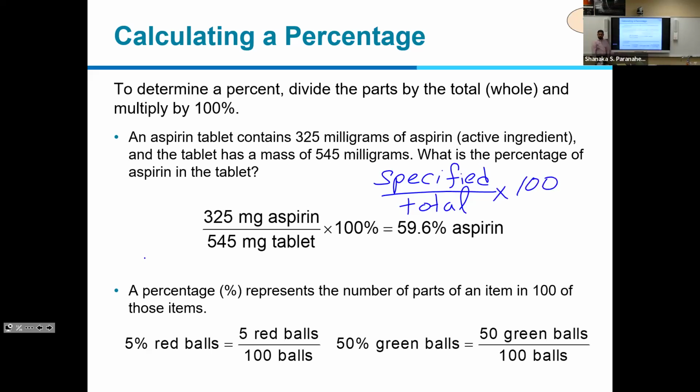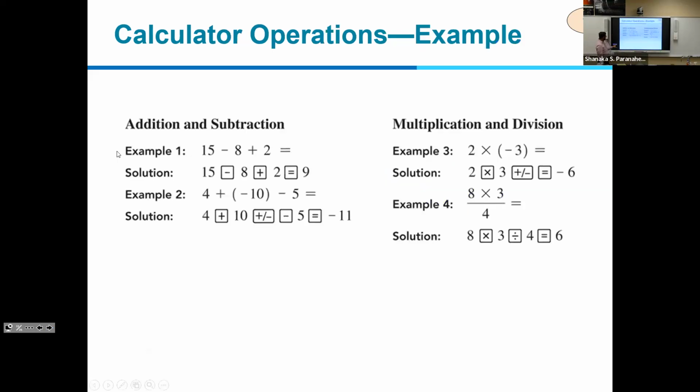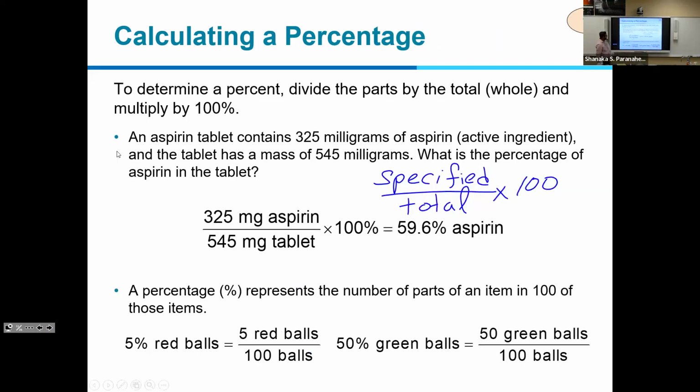So this is how we are going to calculate any percentage value. The specified item will be in the question. Like in this question, an aspirin tablet contains 325 milligrams of aspirin, the active ingredient, and the tablet has a mass of 545, because when we take a tablet, 100% of the tablet is not the active ingredient, because it has a binder and some other stuff. So in this question, we are going to calculate the percentage of aspirin in the tablet. The specified item is aspirin, and the amount of aspirin is 325.